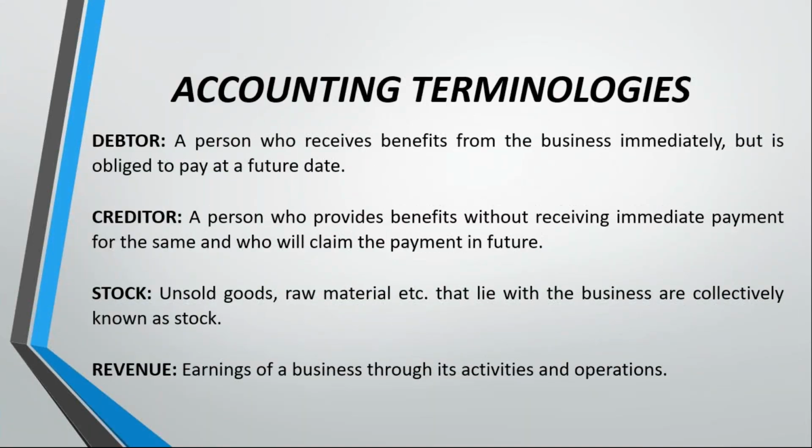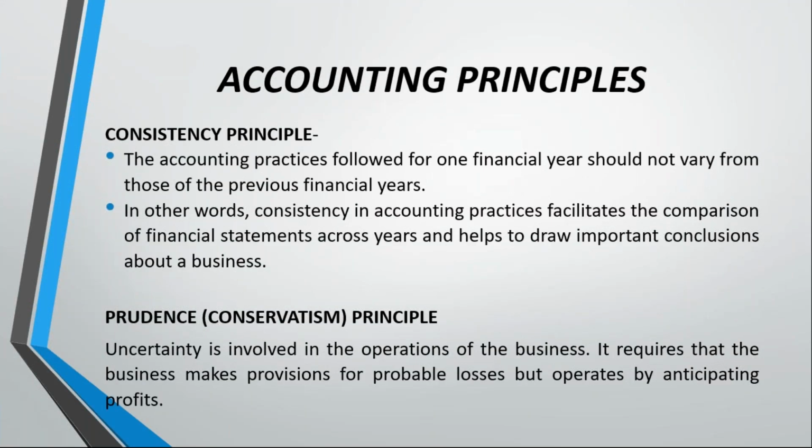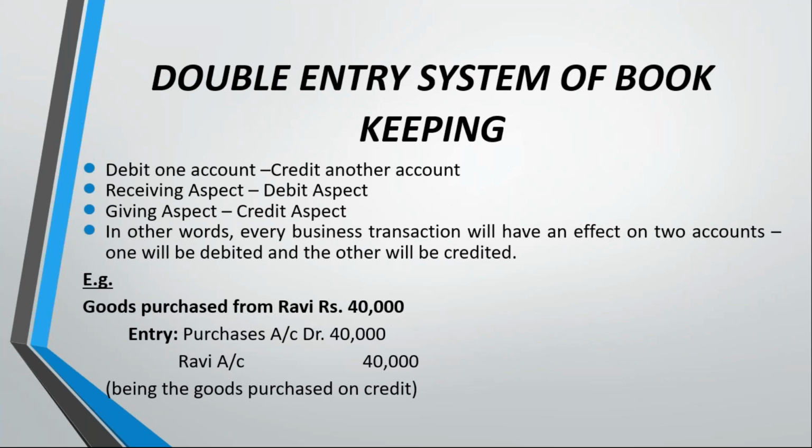So we had covered all these concepts. Yes, this was the concept which had to be discussed with all of you: the double entry system of bookkeeping. I had told that the dual aspect concept evolved the double entry system of bookkeeping, where one account gets debited and another account gets credited. So we have one debit aspect and another, the credit aspect. The debit aspect is always the receiving aspect and the credit aspect is the giving aspect.